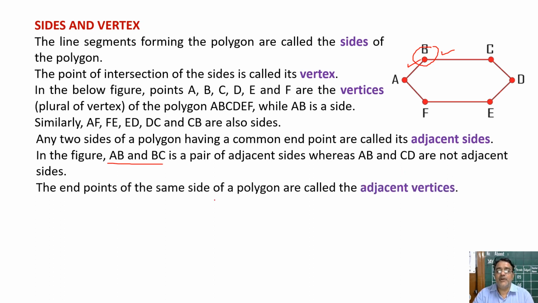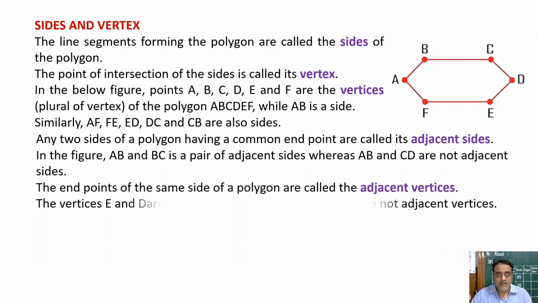And the endpoints of the same side of a polygon are called adjacent vertices. See, these 2 are adjacent vertices. Why? Because they have the common side, that is EF. Now the vertices E and D are adjacent, whereas E and C are not adjacent vertices. I repeat, 2 vertices are said to be adjacent if they have a common side. If they do not have any common side, they are not adjacent vertices. They are opposite vertices.